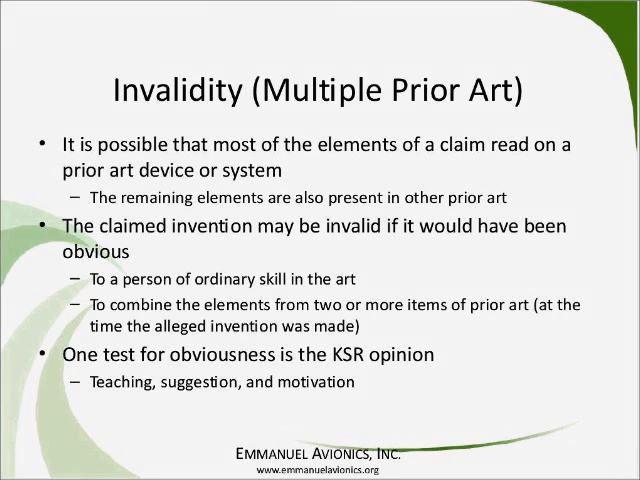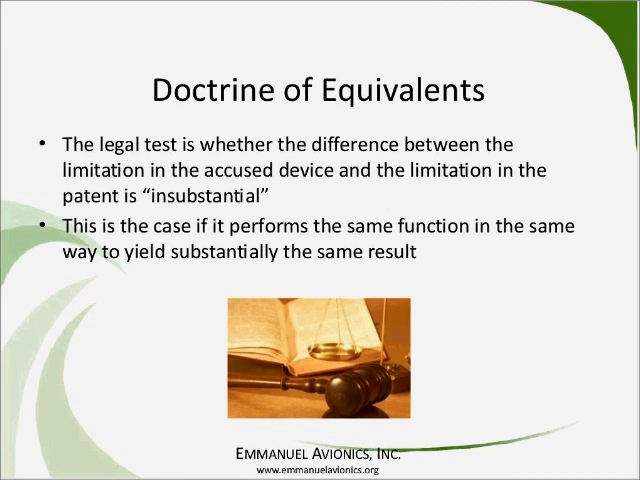Closely related to this, we have the doctrine of equivalence, which is a legal test. Now, the doctrine of equivalence analysis is applied to individual claim limitations and not to the invention as a whole. The legal test is whether the difference between the feature in the accused device and the limitation literally recited in the patent claim is insubstantial. One way to determine whether the difference is insubstantial or not is called the triple identity test.